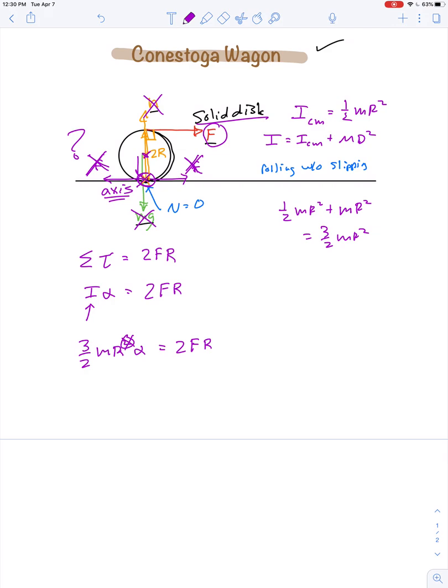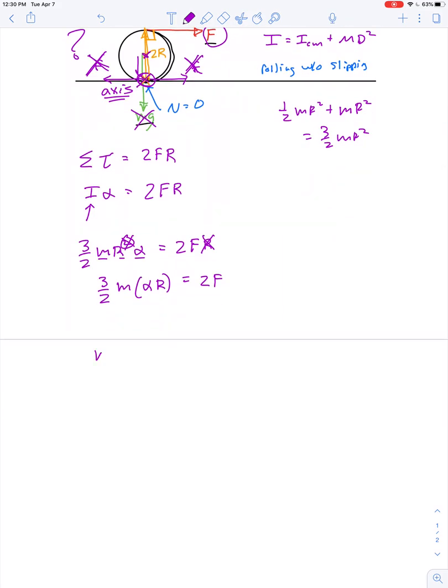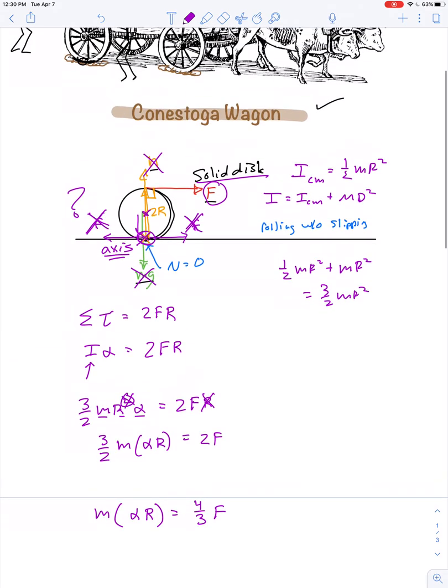I can cancel out one of these r's, and I get 3/2, and then what am I left with? m times the product of alpha and r, m alpha r, is equal to 2F, or in other words, m times alpha r is equal to 4/3 F, where F means however hard the force I'm applying. Maybe we imagine you pull with a force of 500 newtons to the right. Let's make it 600 newtons to make the math easy.